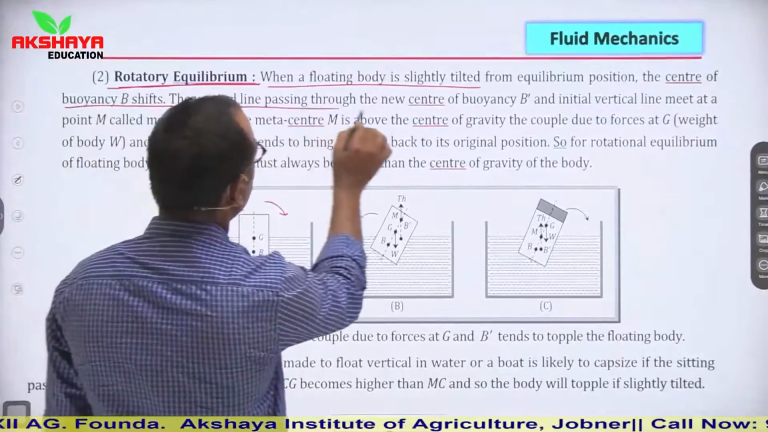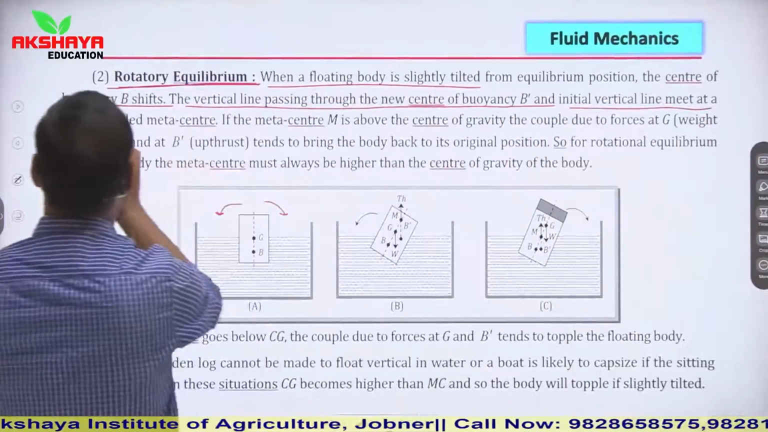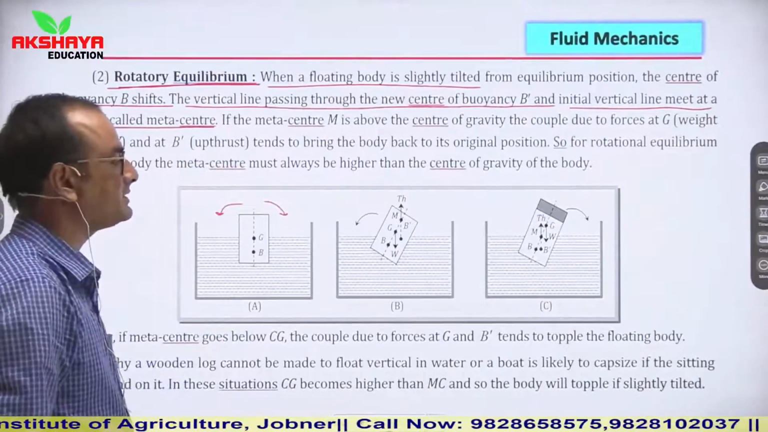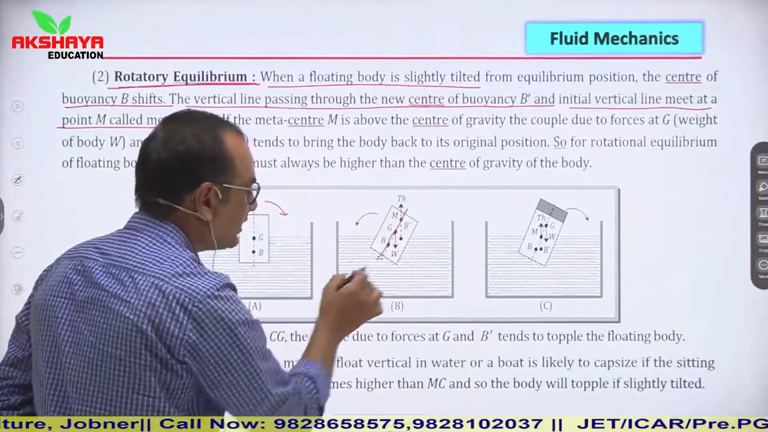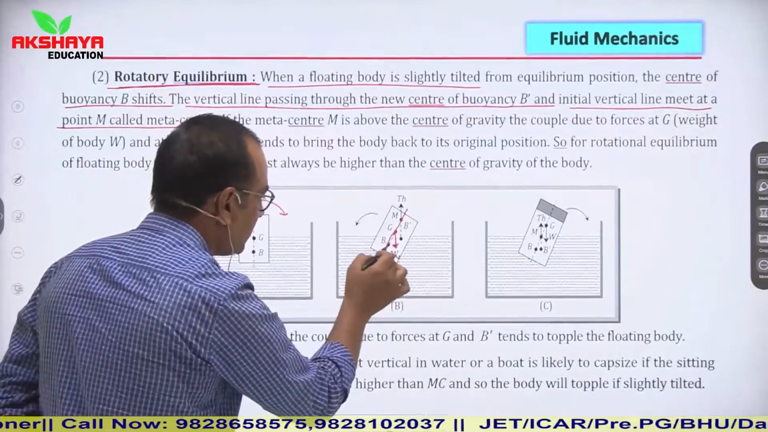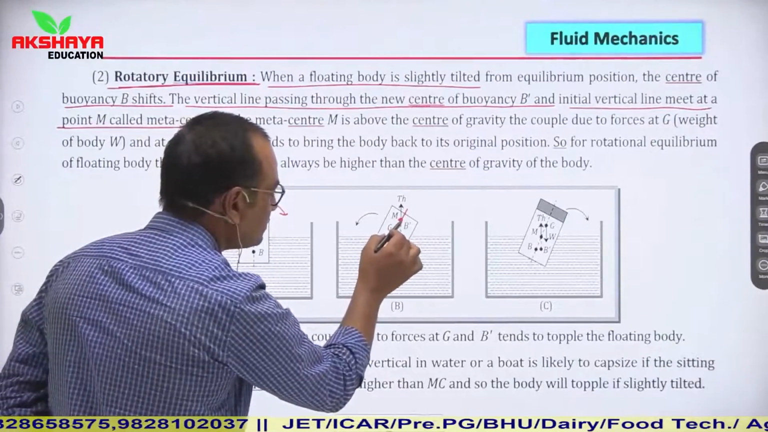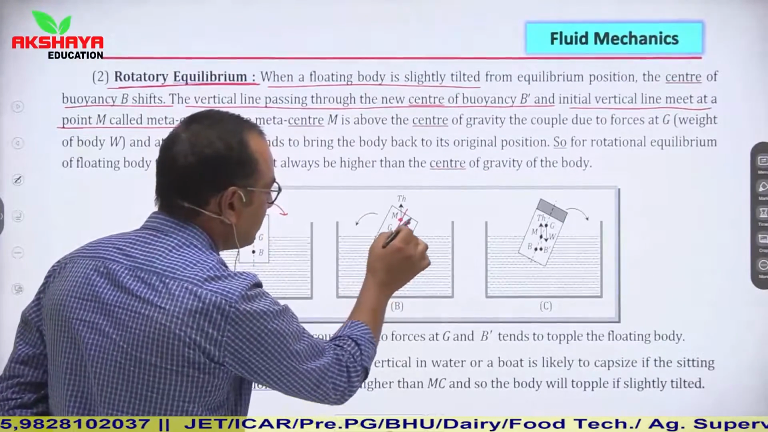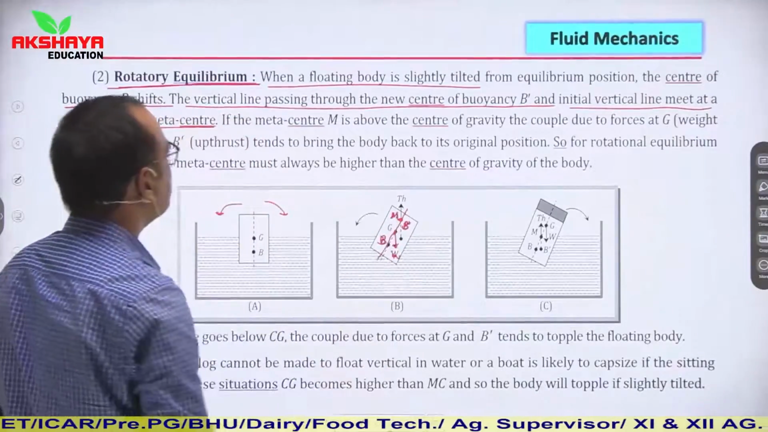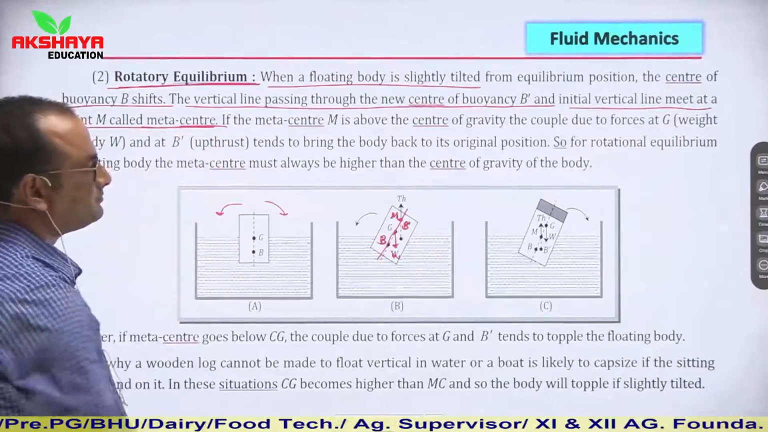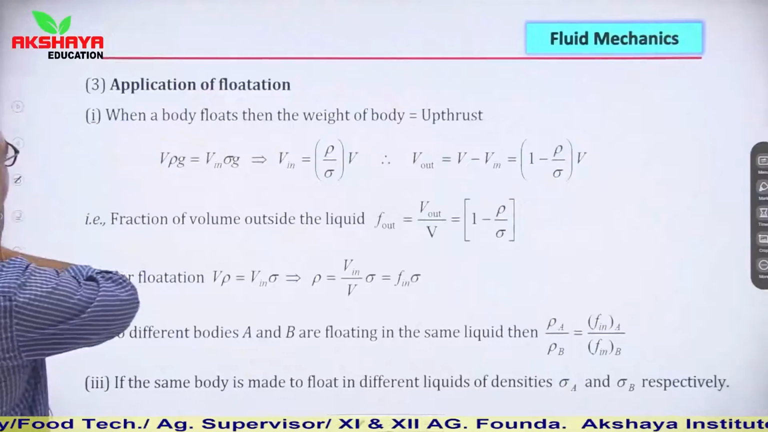The vertical line passing through the new center of buoyancy B dash and the initial vertical line meet at a point M, and this is called the metacenter. So in this tilting condition, this is the direction of weight, this is the initial position of buoyancy B, and this is the position of buoyancy B dash. They both meet at a point M. This point M is known as the metacenter. Clear? So this is the general concept of rotatory equilibrium.